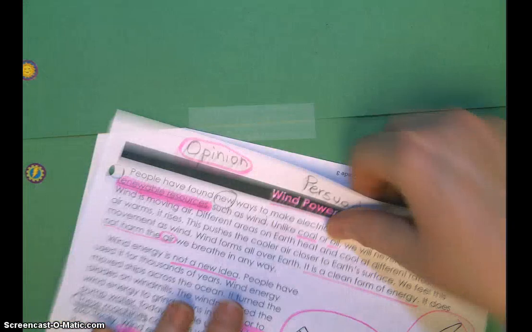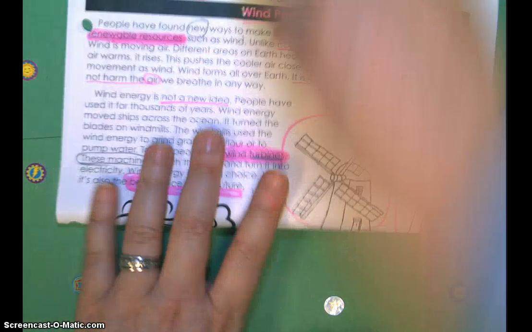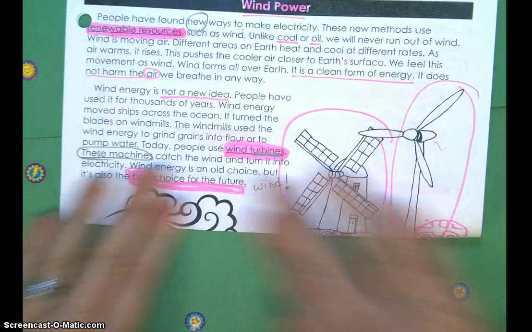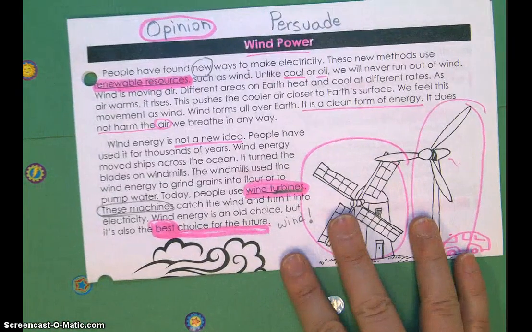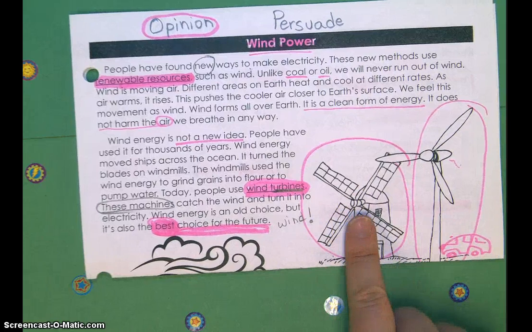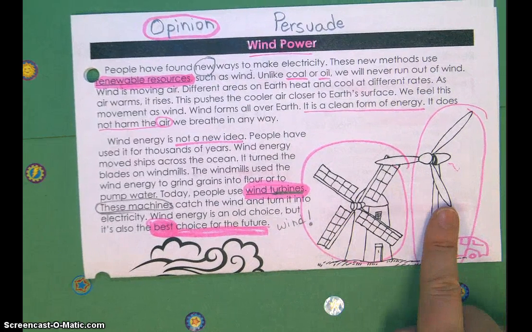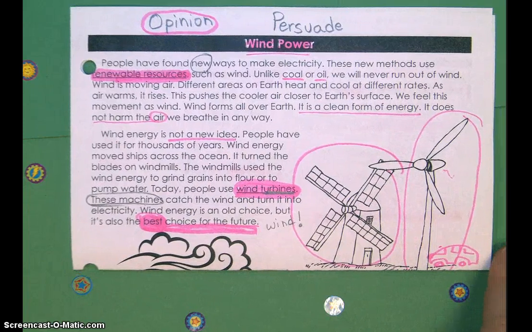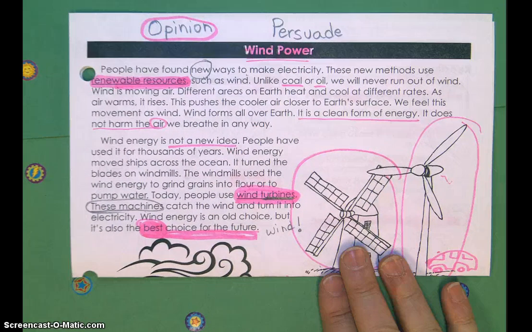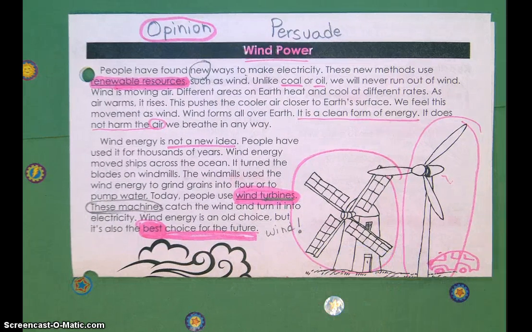So in order to complete tonight's homework, we only need to concentrate on wind power. So I'm going to fold my paper in half just to be able to see that a little better. Remember that this is a windmill and this is a wind turbine. Let's read this out loud together. Put your brain on it. Let's do some reading stamina.